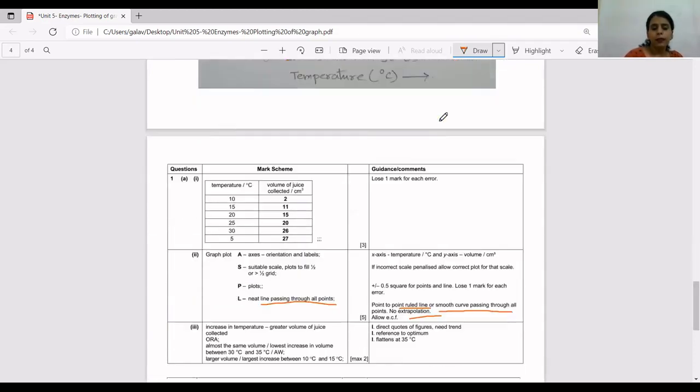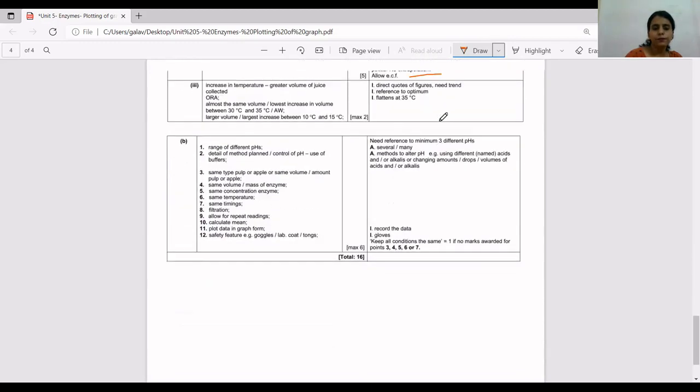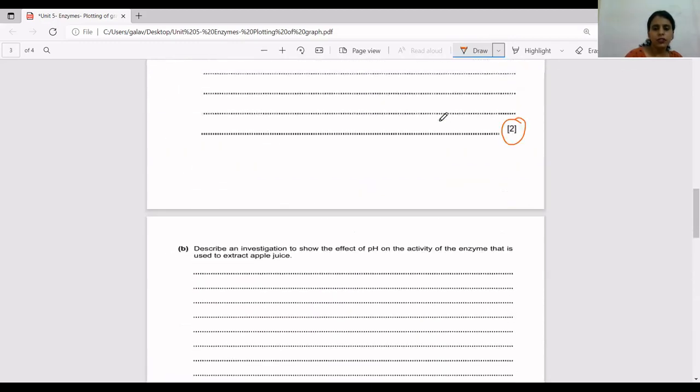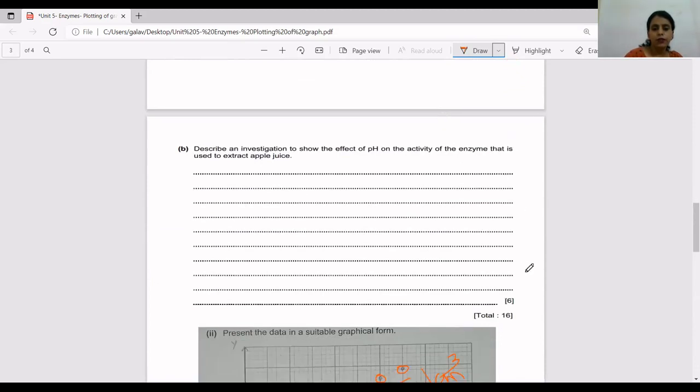Okay, the last question they have given is very important. For 6 marks they have given: describe an investigation to show the effect of pH on the activity of the enzyme that is used to extract apple juice. Now in this question they have given the investigation of the effect of temperature on enzyme activity. They have framed the question on the effect of temperature.